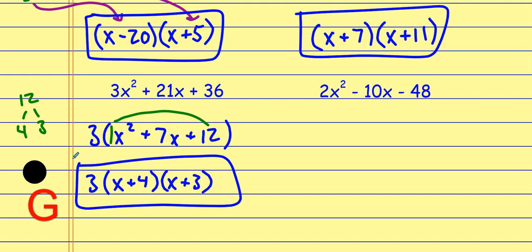If I look at the next one, same kind of thing. I can't use the shortcut the way that is written. All right, it has a 2 out front. I'm not allowed to use the shortcut when there's a 2, but these all have a greatest common factor of 2, so I factor the 2 out first.